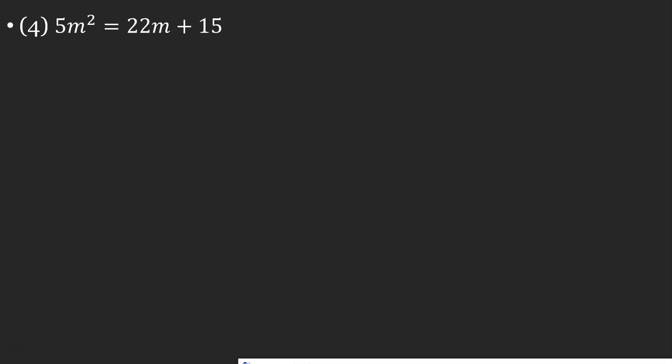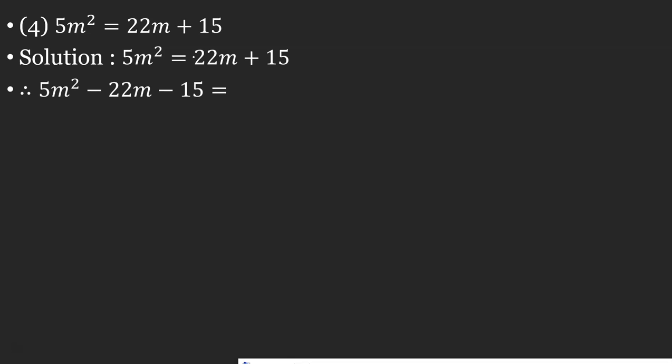5m square is equals to 22m plus 15. Okay. Now we will first write the quadratic equation in standard form. See this here: 5m square minus 22m minus 15 equals 0. Okay, now again what is here?